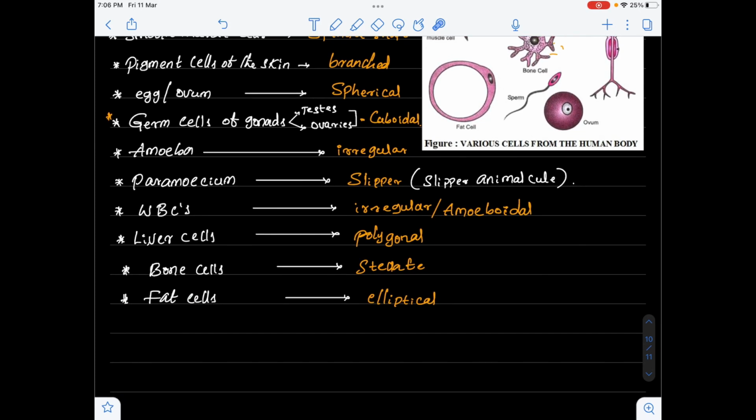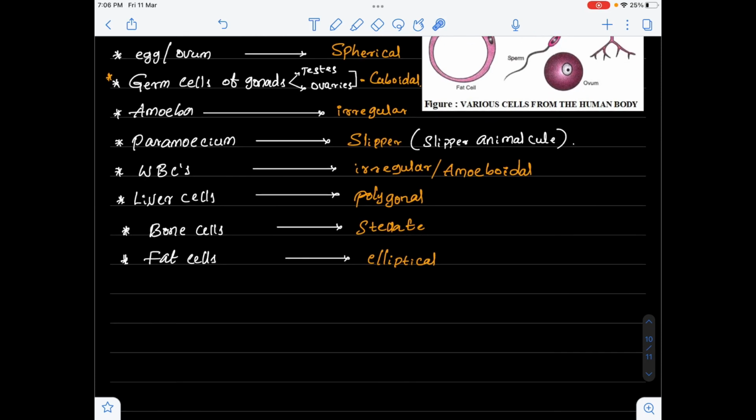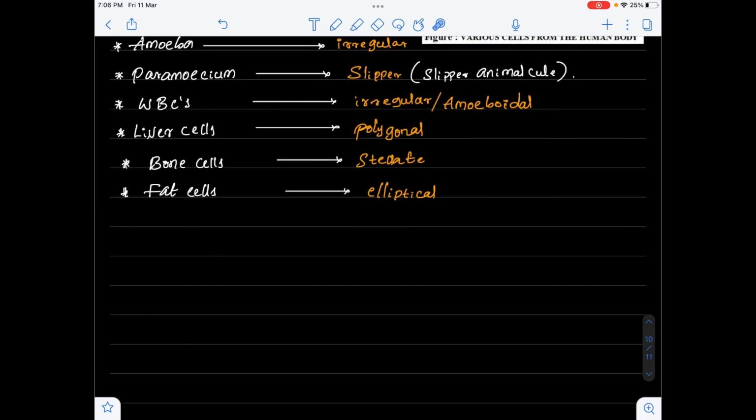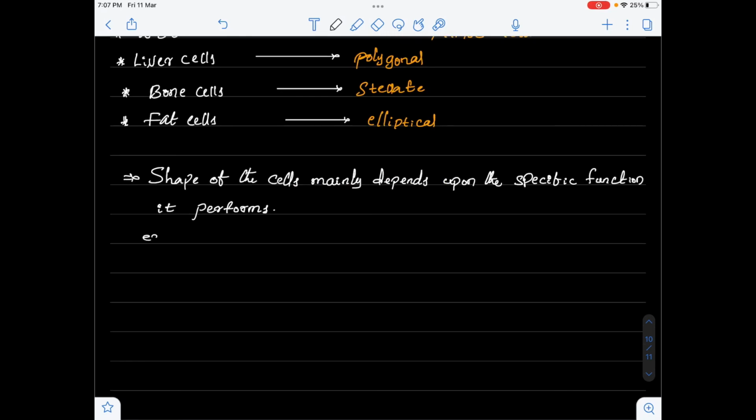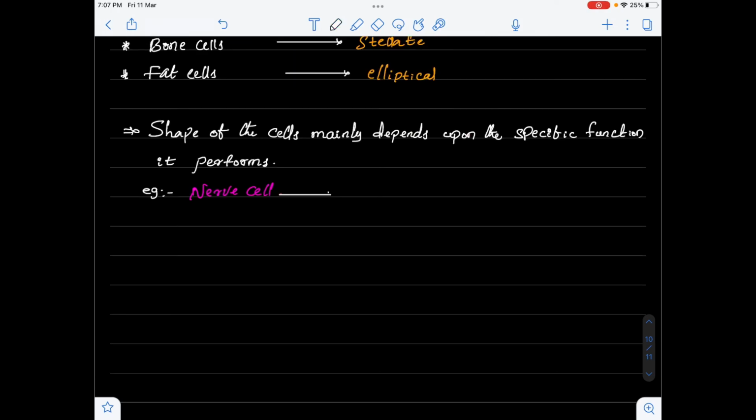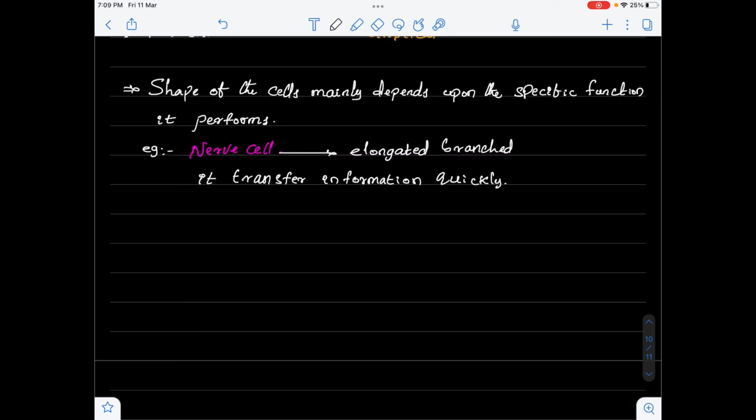So this is one example we can discuss, that the shape of the cells mainly depends upon the specific function it performs. For this we can take the example of a nerve cell. Due to the presence of this elongated branched shape, it transfers information quickly. Here we can take another example also, that is RBCs.